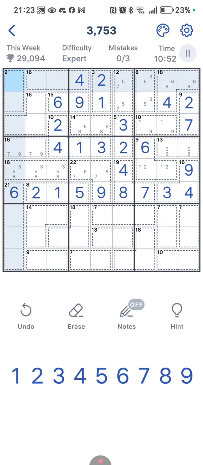1 can't go in there, so 1 has to go here. This is 8. Should be able to work out what's on the bottom here. So 1, 2, 3. So it's got to be a 4. It's 4 and 5. Okay, so this is going to be 4 and 5, which means that's 9, which means this has to be 7. Aha!